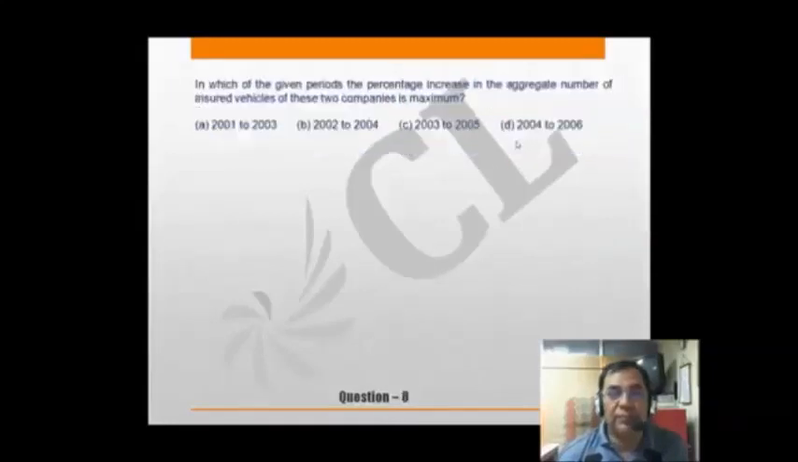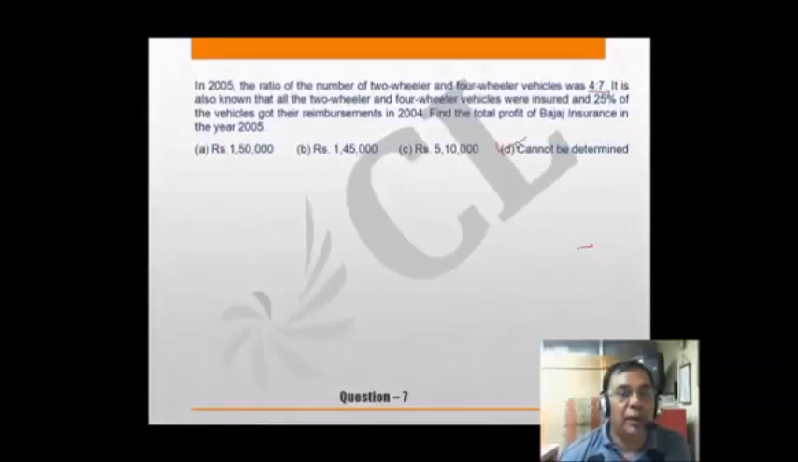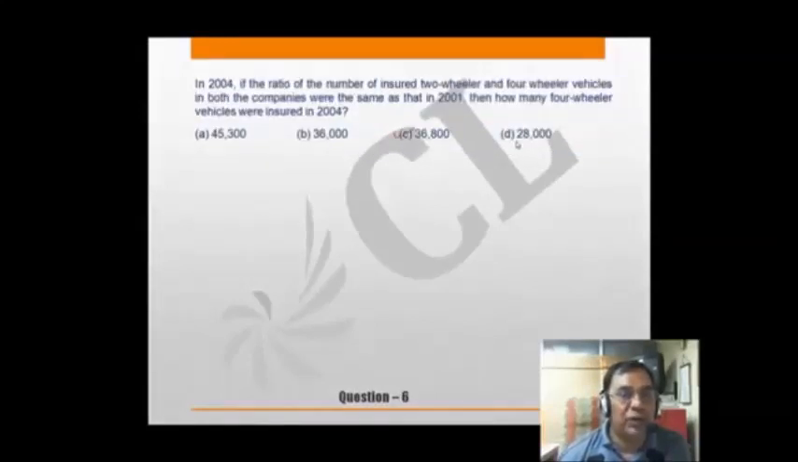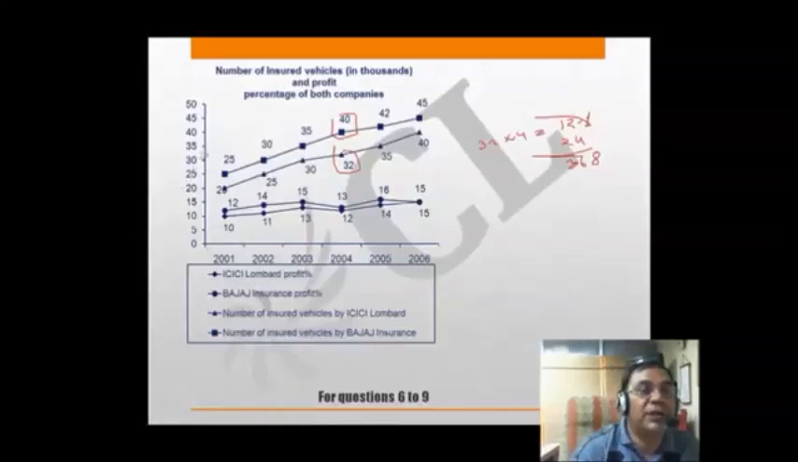Let's move to something more. In which of the two given periods is the percentage increase in aggregate number of insured vehicles of these two companies maximum? So I'll go back and I have to get the growth rate. So I'll just total it out. First year it is 45. This year it is 55. This year it is 65. This year it is 72. 77, 85.